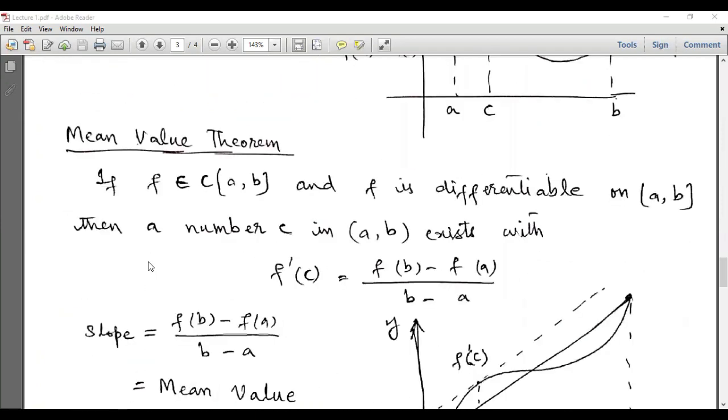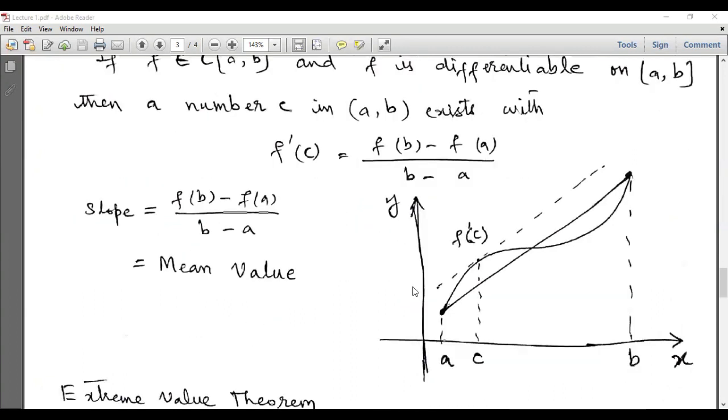Next is the mean value theorem. The mean value theorem states that if f belongs to the continuous interval [a, b], f is a continuous function within this interval a to b, and f is differentiable on (a, b), then a number c in (a, b) exists with f'(c) equal to (f(b) minus f(a)) divided by (b minus a).